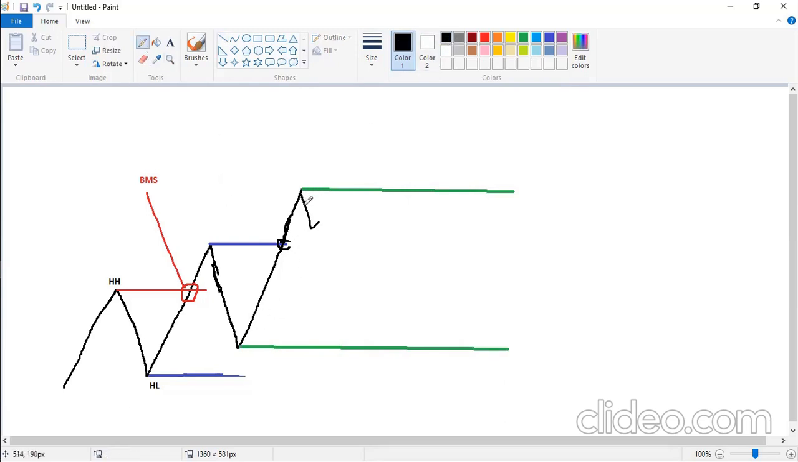Then again, price comes down, makes a higher low. Then they break structure again. This is another BMS. Yeah, this is our BMS.